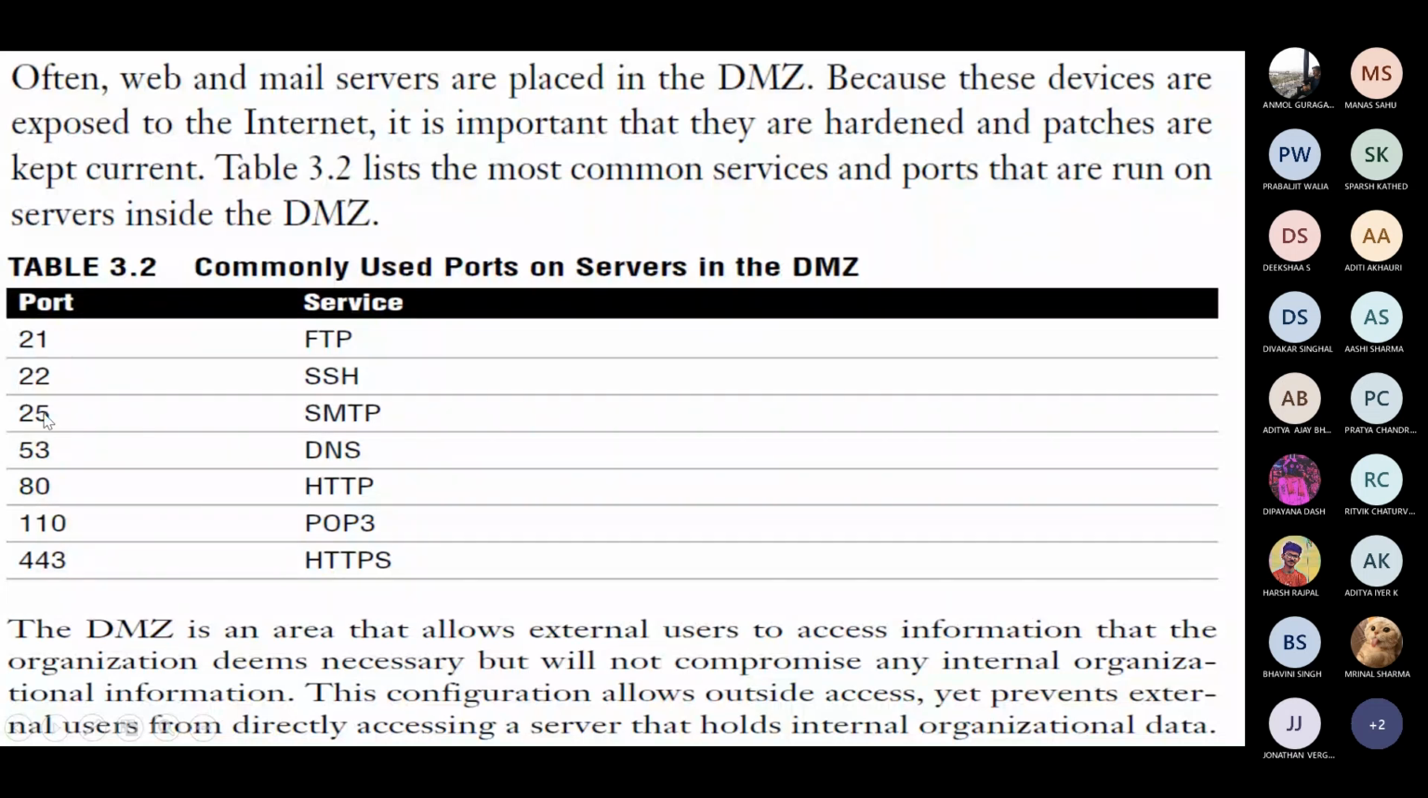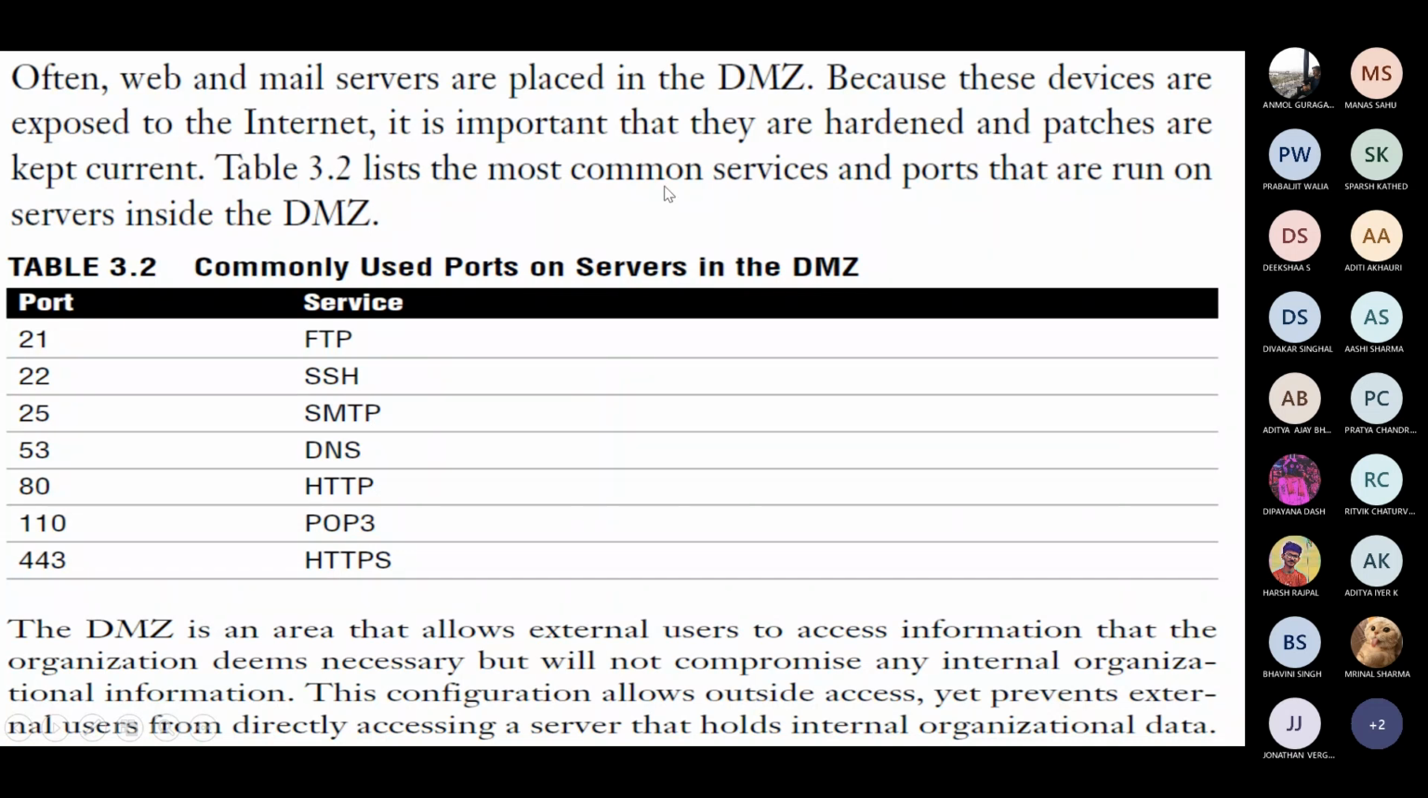And next, port number 25 is SMTP, Simple Mail Transfer Protocol, and port number 53 is DNS, Domain Name Service. Port 80 provides the service of Hypertext Transfer Protocol, and 110 is the port number which provides the service of POP3, that is Post Office Protocol version 3, and 443 is the secure HTTP server. So these are the ports and services which are provided to the DMZ, demilitarized zone.